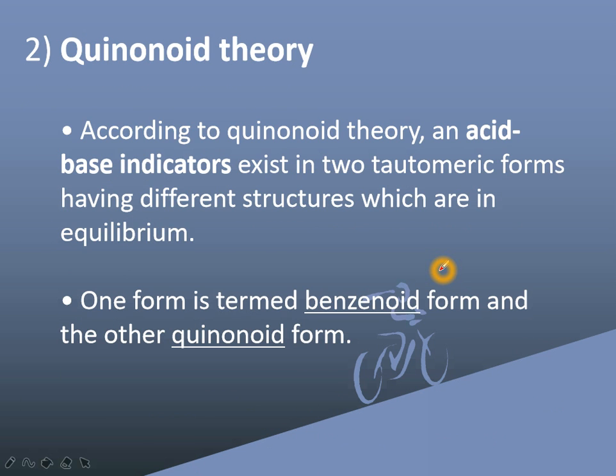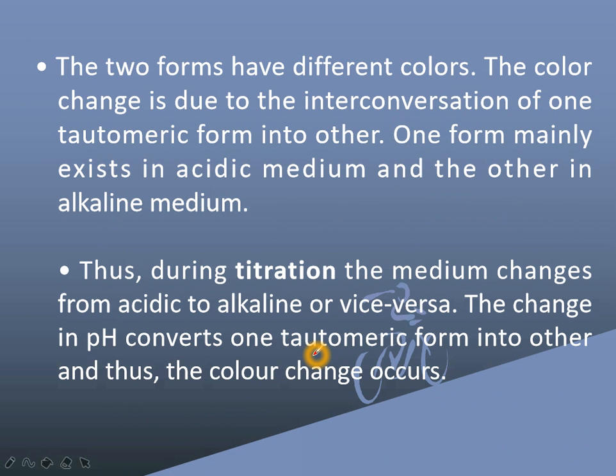Next is the second theory, that is the Quinonoid theory. According to Quinonoid theory, acid base indicators exist in two tautomeric forms having different structures which are in equilibrium. One tautomeric form is called benzenoid form and the other is called quinonoid form. This also can be explained with the help of two examples. Here these two forms have different colors. The color change is due to interconversion of one tautomeric form into the other tautomeric form.